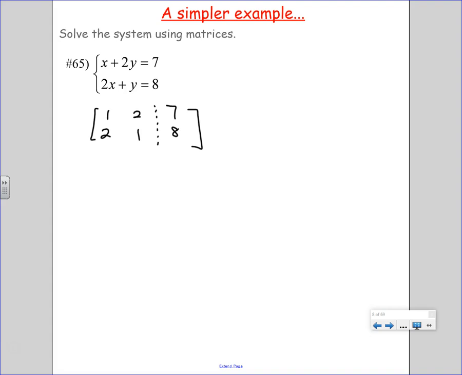RREF says I want a leading diagonal, or a main diagonal of 1s. But what else? 0. Okay. Yesterday, what was the system? We work how? By rows or by columns? Columns. We work by columns.